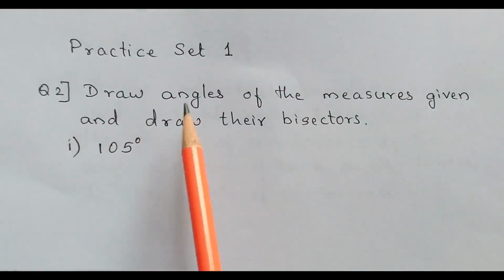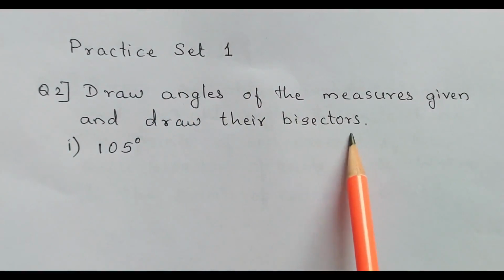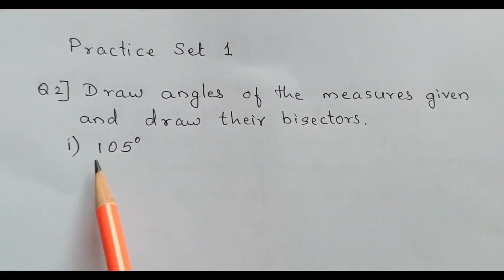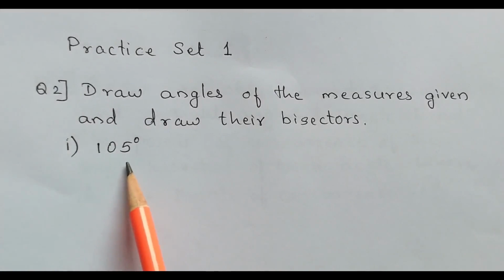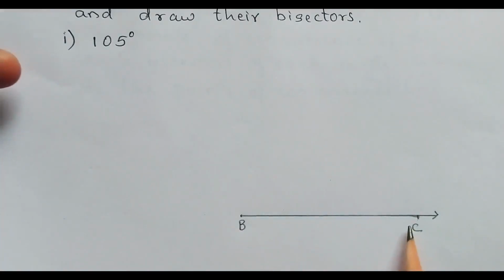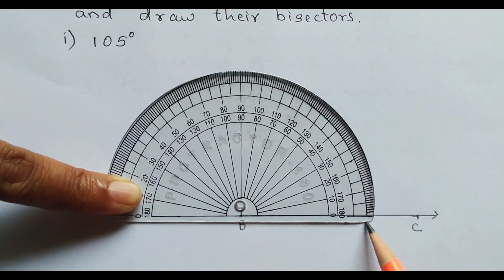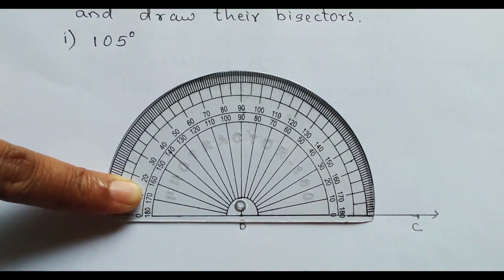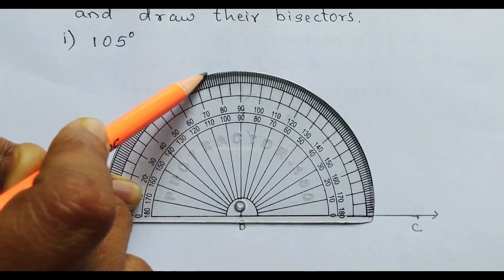Question number 2. Draw angles of the measures given and draw their bisectors. The first question is 105 degree. So first let us draw an angle of 105 degree and then draw its angle bisector. Draw ray BC. Keep the center of the protractor at B. Align the reference line and mark 105 degree. This is 105 degree. Mark the point.